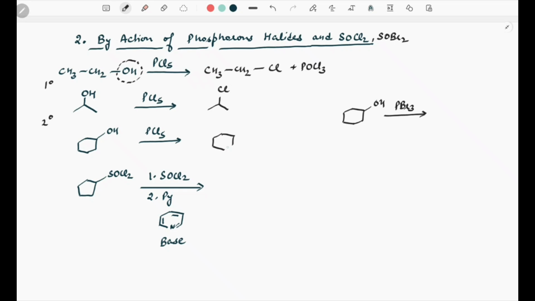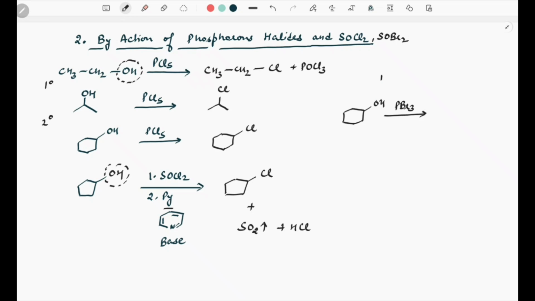So cyclohexanol gives you chlorocyclohexane. Similar can be achieved by using SOCl2 in the presence of base like pyridine, in which OH group is again replaced by chlorine. So chlorocyclopentane is obtained with the release of sulfur dioxide and HCl gas.